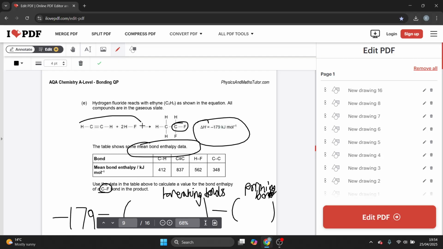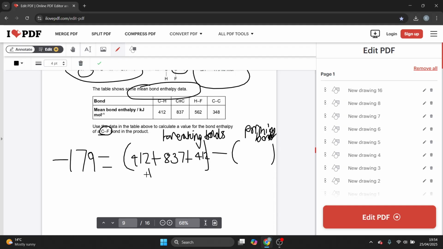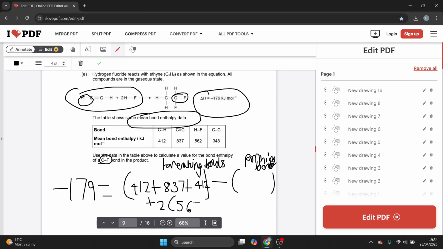So breaking bonds is this. We've got a C-H, which is 412, plus a C≡C, 837, plus a C-H, 412, plus H-F. I've seen this topic come up in an A-level paper, and it came up on a mock paper. Many students struggle with it, including myself, because you don't practice this skill much. You have to do this in your own time, because school isn't really going to teach you this topic. Then minus energy released when new bonds are formed.